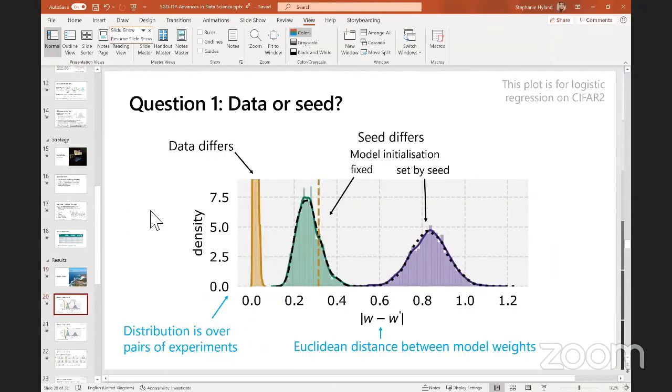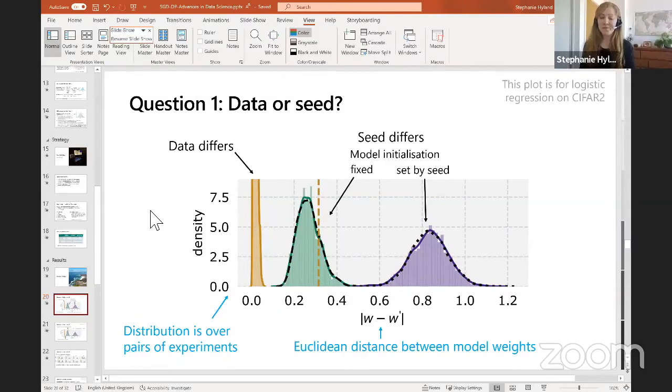So our first question was, is it the data or is it the seed? I'm going to talk everyone through this plot. What we're showing here is a distribution over pairs of trained models. So I train logistic regression on MNIST with dataset variant 1, and I compare it with logistic regression on MNIST with dataset variant 2 with the same seed. That would be this goldish region. This is where the seed is the same, but the data is different. In the other two, the data is the same. So we're training a model on exactly the same data, but we're varying the random seed, and we're either fixing the initialization of the model, or we're allowing that to also vary with the random seed.